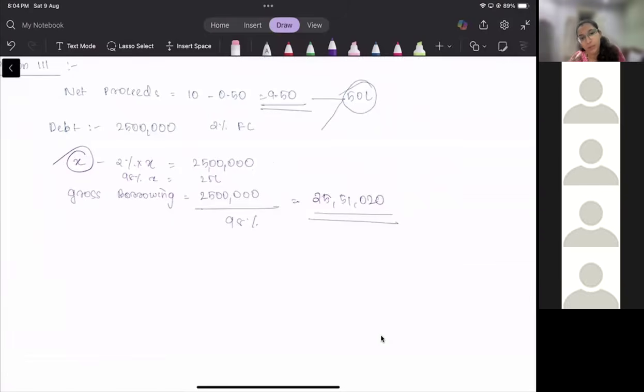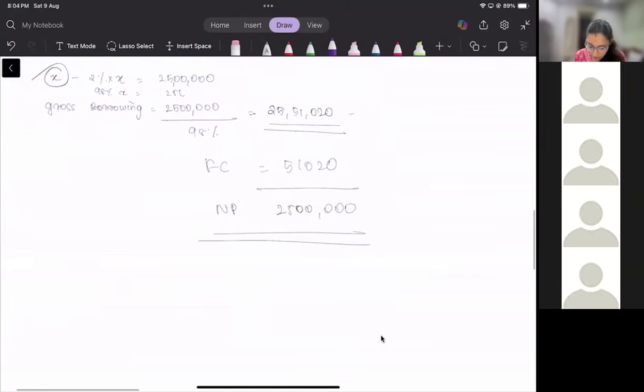And what will be my net proceeds in this case? 25 lakh. Because I am issuing 25 lakh 51,020 rupees of debt, and from that the 2% flotation cost will be gone. So my net proceeds from debt will be 25 lakh. Clear? If you want, you can try. Flotation cost, you will get 51,020. So your net proceeds will be 25 lakh.